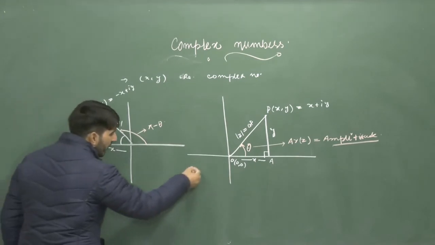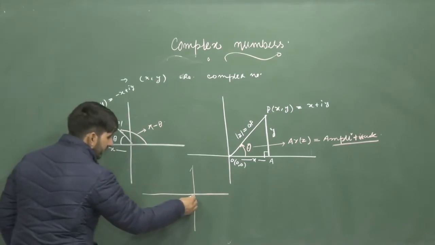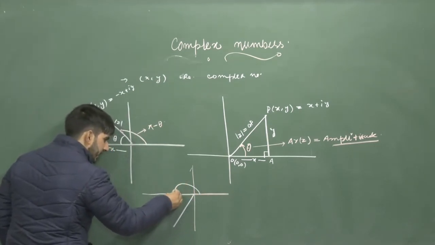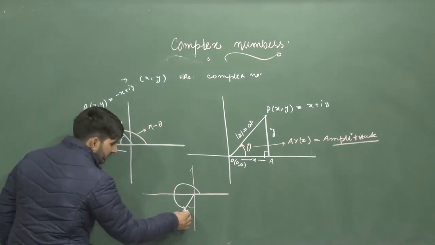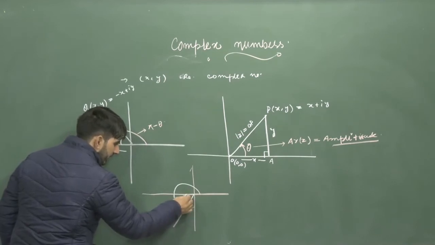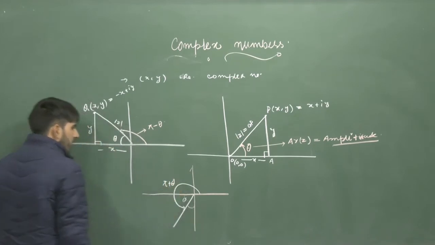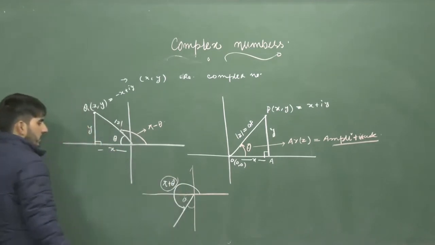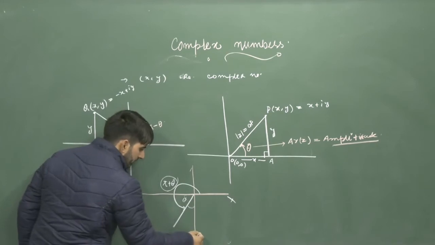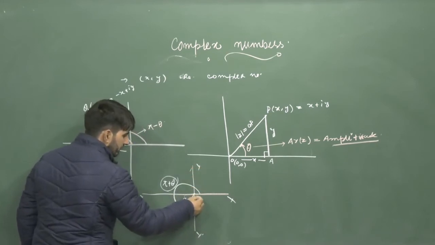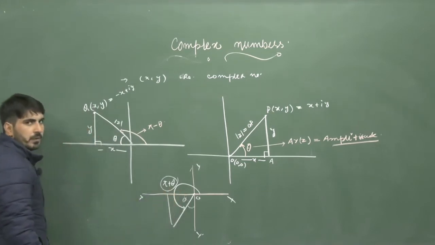If the complex number lies in the third quadrant, then this angle is pi plus theta. If this angle is theta, then the whole angle will be pi plus theta. So if the complex number lies in the third quadrant, then the argument of the complex number is pi plus theta.